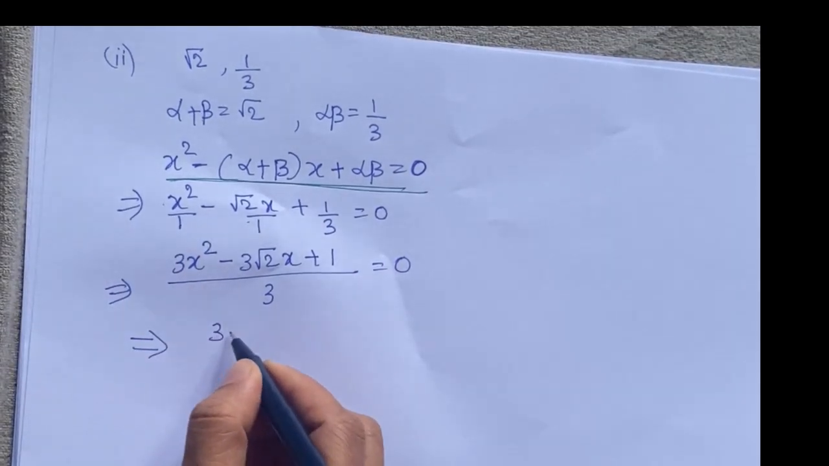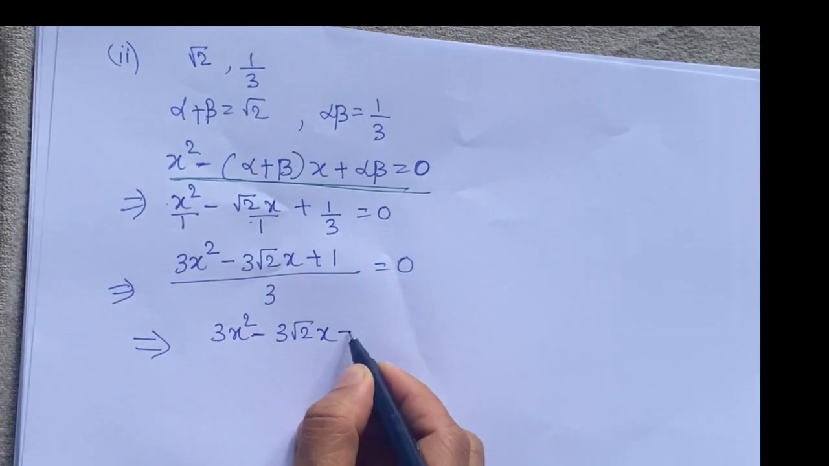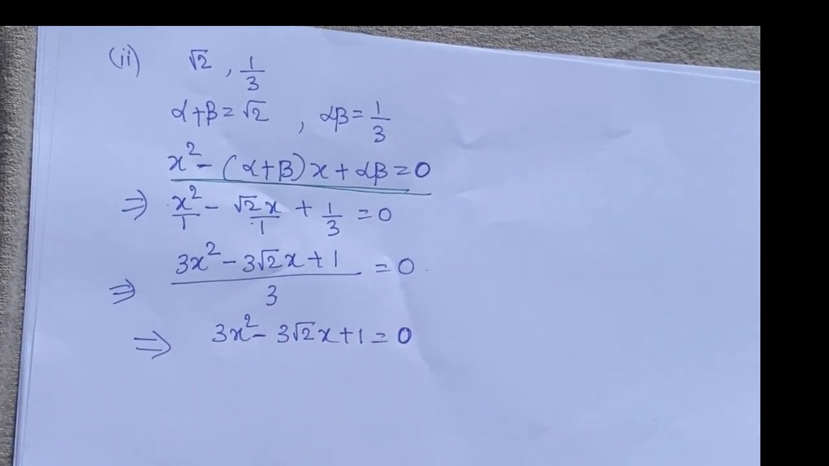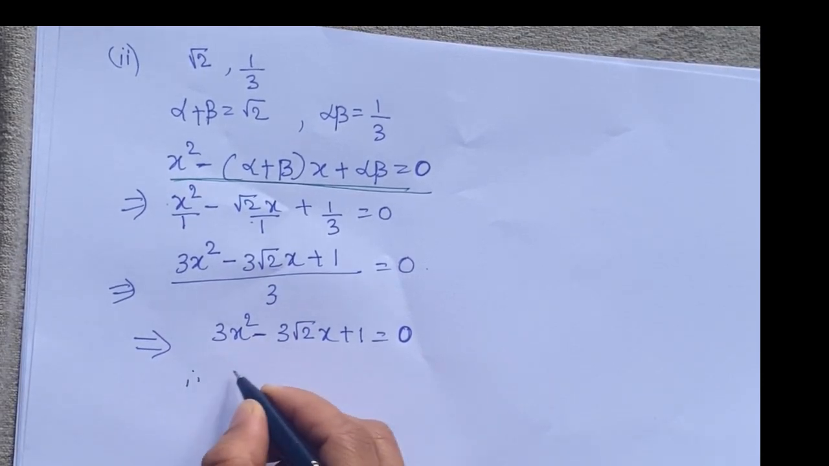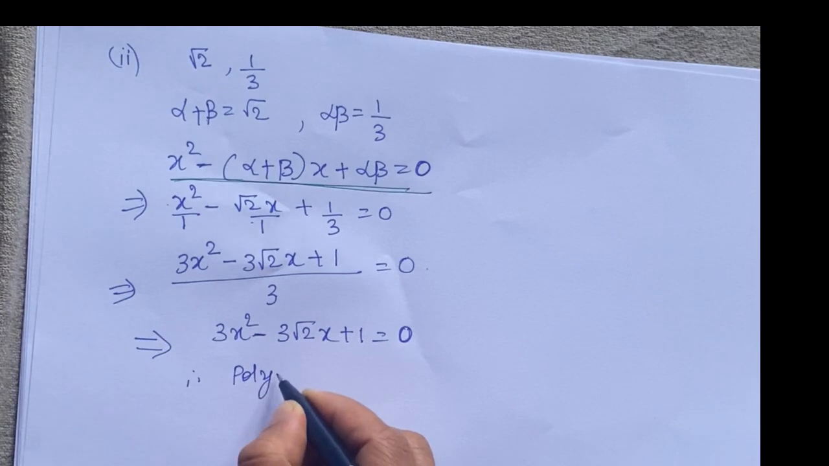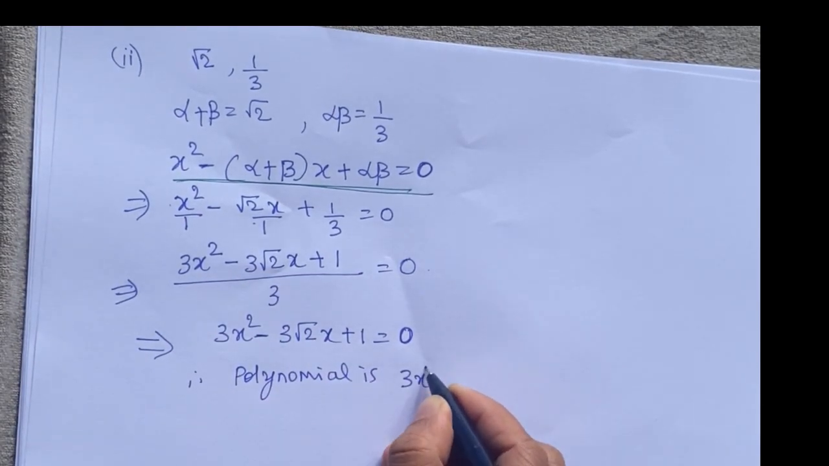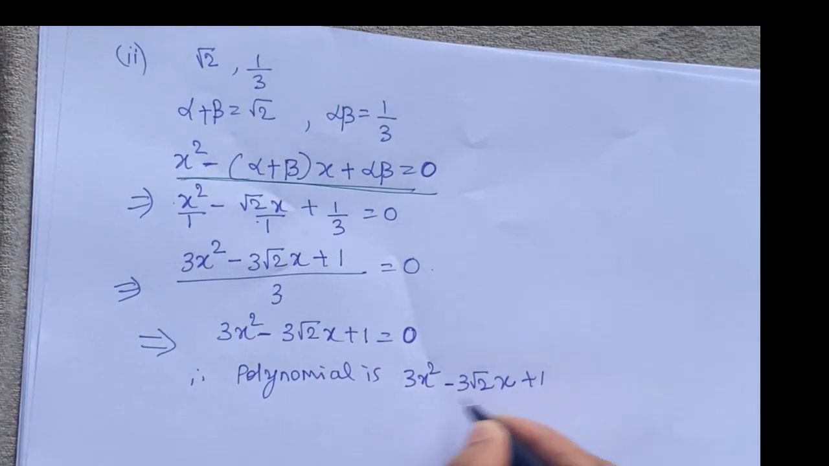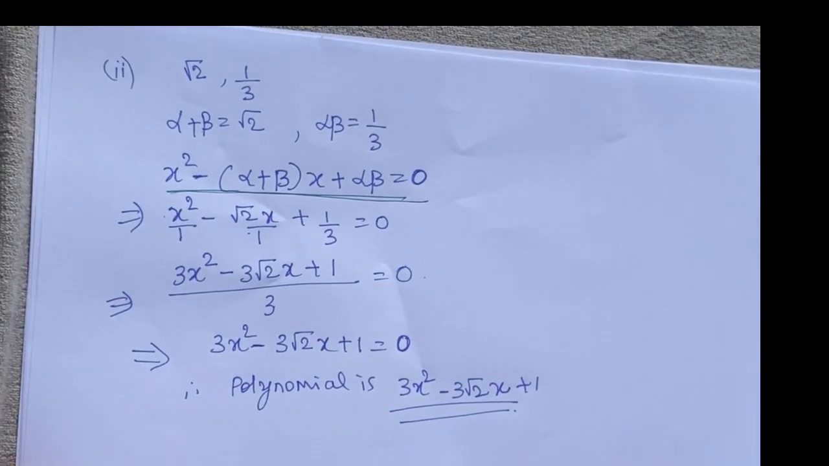That's why plus 1 as it is, equal to 0. That implies 3x square minus 3 into root 2x plus 1. This 3 will go to the right hand side and it will become 0. This is the required equation. The polynomial is, therefore, 3x square minus 3 root 2x plus 1. This is the required polynomial. Let's go to the next problem.